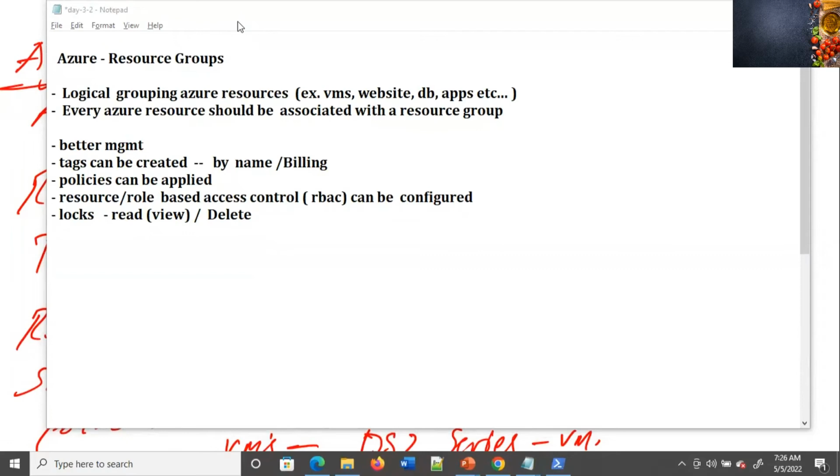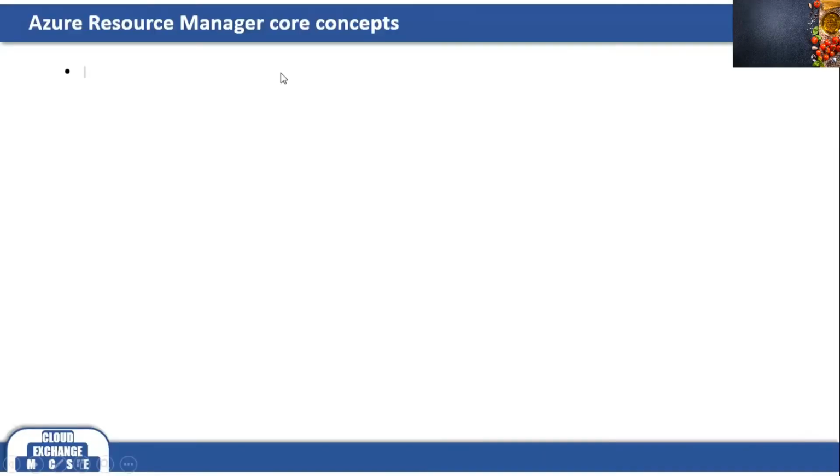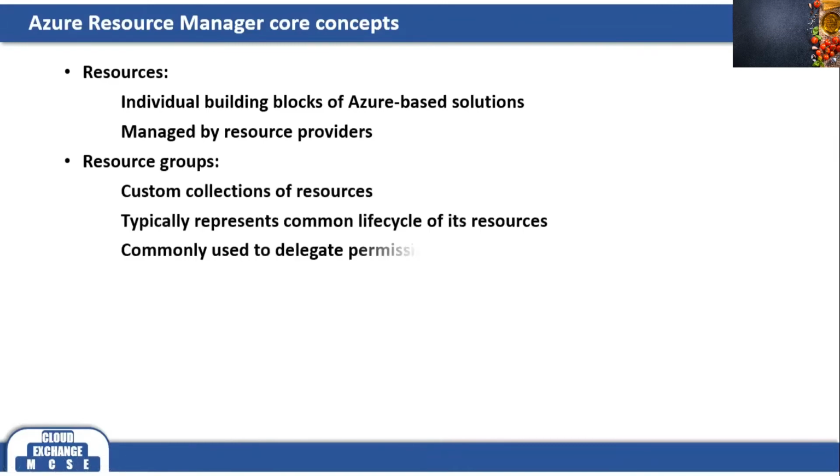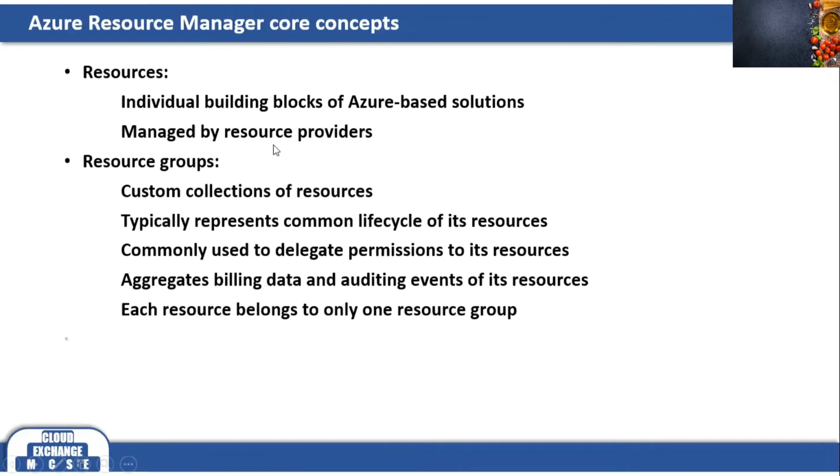So guys, till now we have learned what a resource group is. You can see Microsoft is saying a resource group contains individual building blocks of an Azure-based solution, managed by a resource provider. A resource group is a custom collection of resources, meaning in a resource group we can create resources according to your requirement. It typically represents a common life cycle of resources, commonly used to delegate permissions to its resources. So a resource group also applies for delegation, meaning RBAC we can apply.